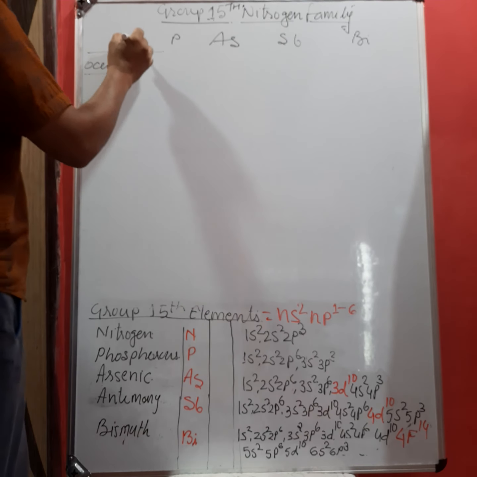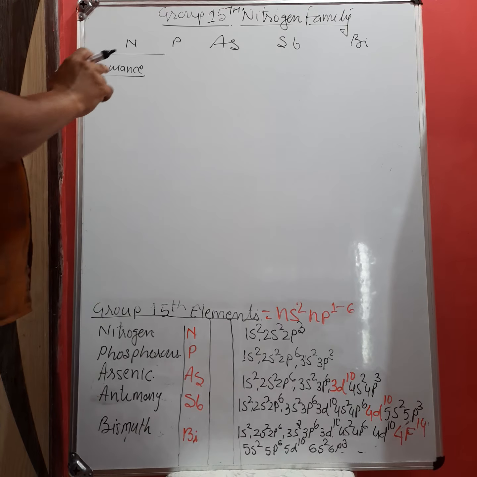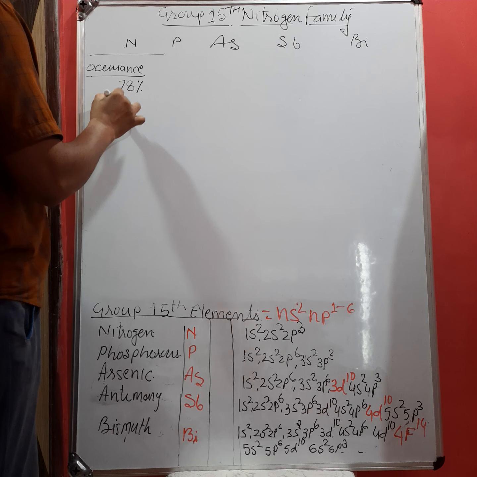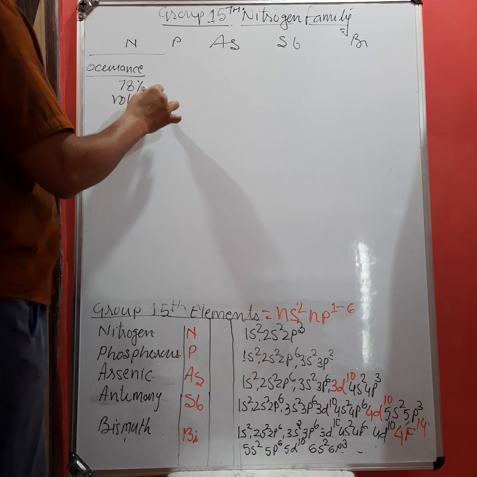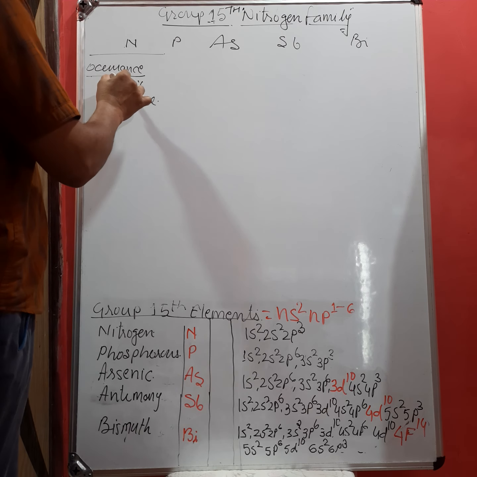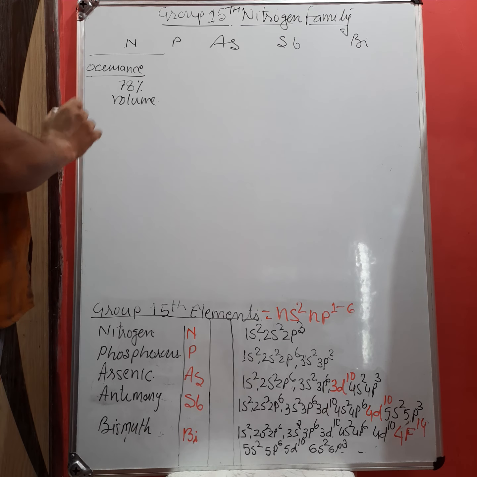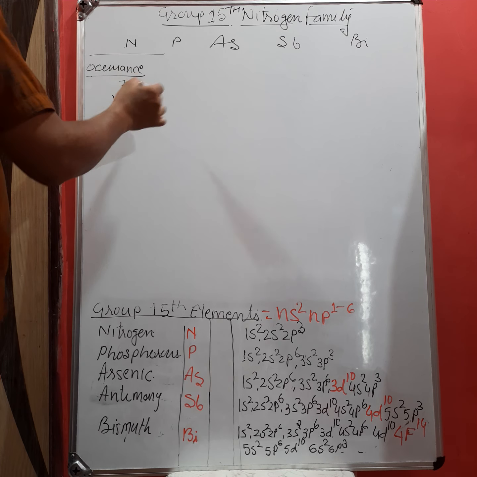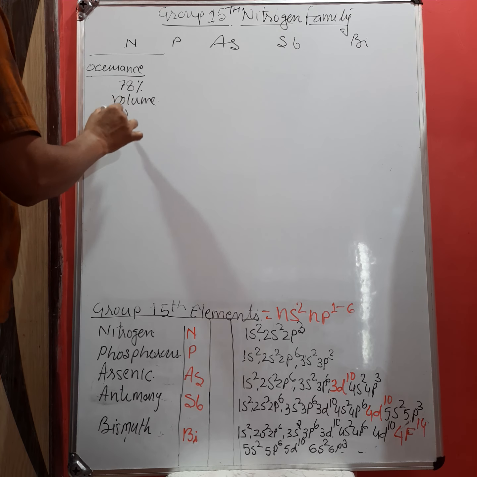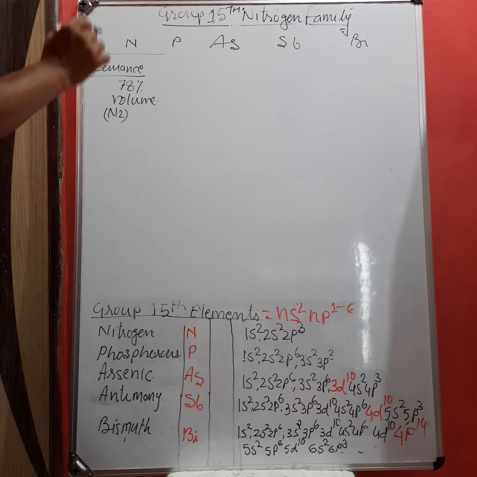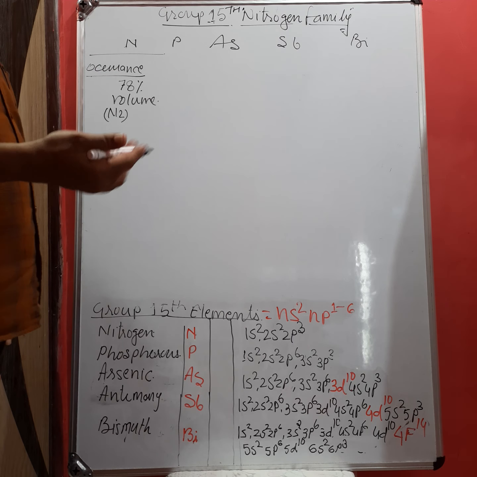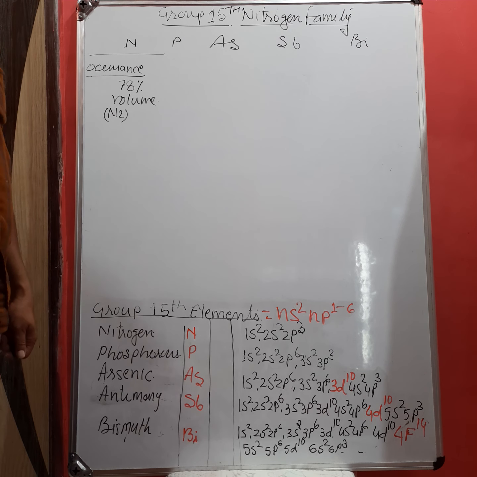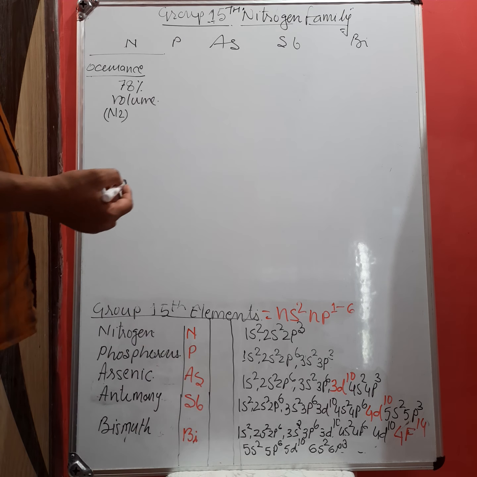Occurrence. Okay, it is found in the atmosphere. It forms 78% of the volume of the atmosphere. That is the highest percentage, of nitrogen gas. It exists in diatomic molecular form, that is N2. Also it is present in various types of compounds, various types of ores like nitrite ore, nitrate ore, etc.